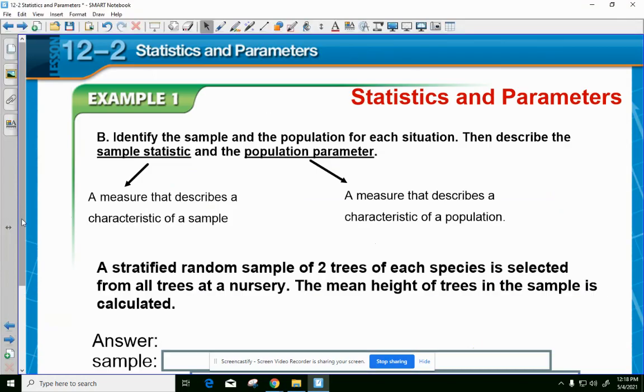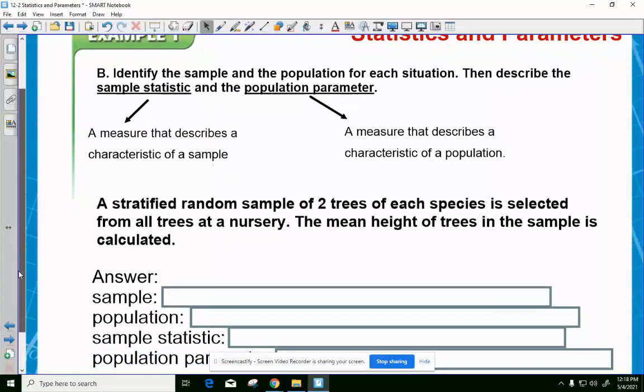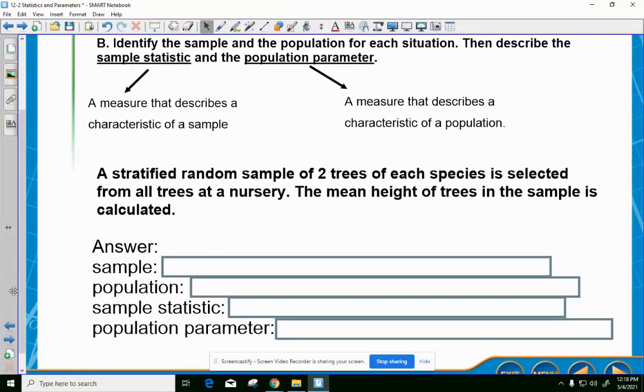All right. So let's try it one more time. Here, a stratified random sample of 2 trees of each species is selected from all the trees at the nursery. The mean height of the trees in the sample is calculated. Do you know why they would do this at a nursery?